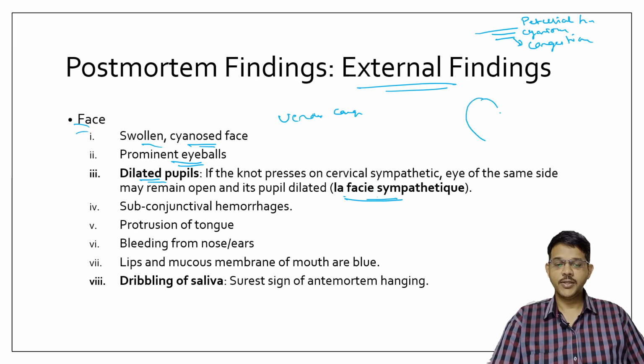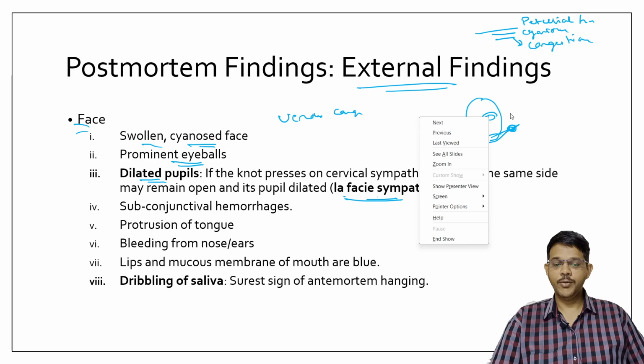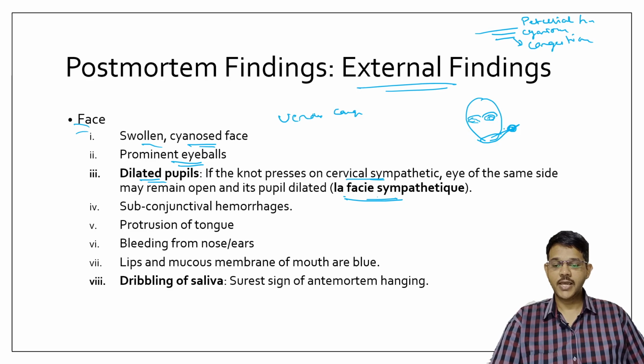In this sign, on the side where the knot is present, the eye will be open and the pupil will be dilated. This is seen particularly if the knot presses the cervical sympathetic chain. If the knot presses on that, then on the same side the eye will remain open and the pupil will be dilated, but on the other side the eye may be closed. So this is typical hanging.